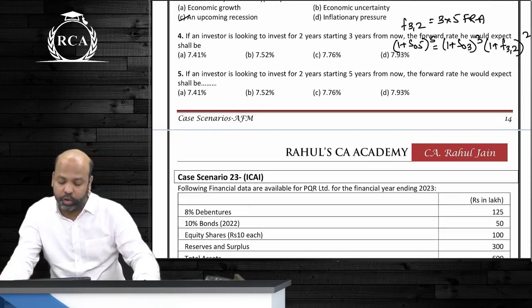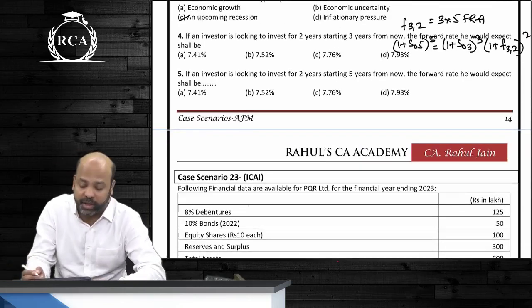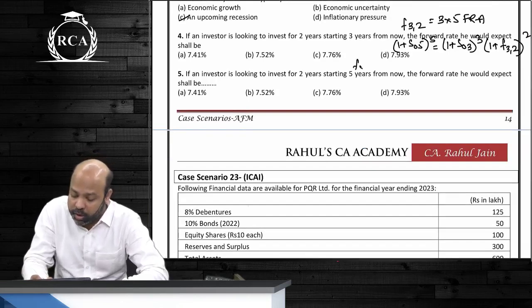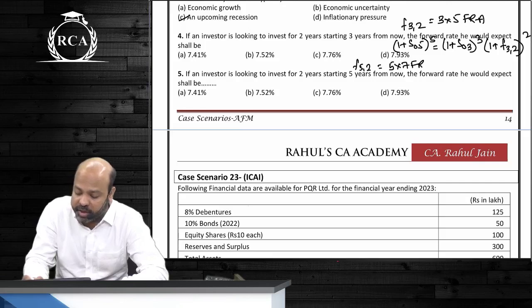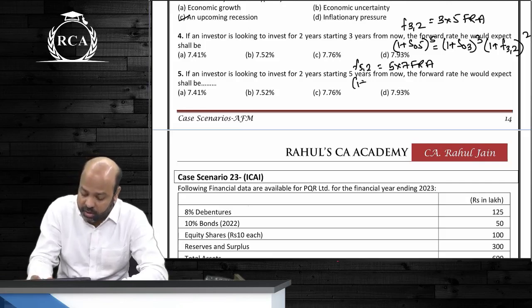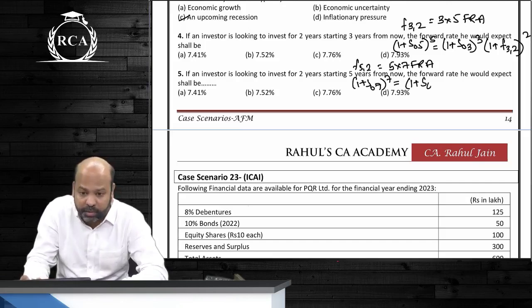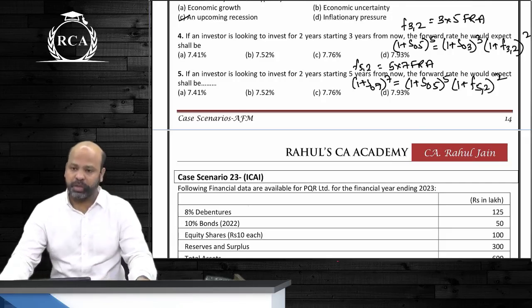If an investor is looking to invest for 2 years, starting 5 years from now, what do you have to compute? F2, also known as the 5 cross 7 FRA. How will I establish the relation? (1 + S7)^7 = (1 + S5)^5 into (1 + F2)^2. This will be the relation.